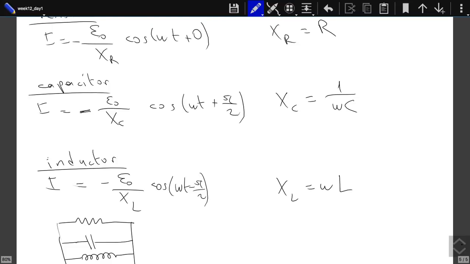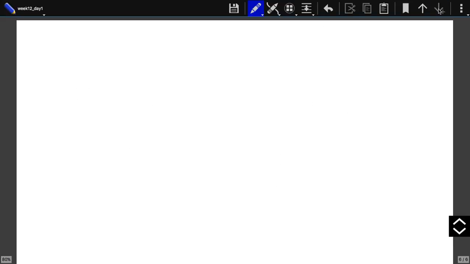For the capacitor, we have a plus pi over 2. For the inductor, we have a minus pi over 2. And for the resistor, we don't have anything. Now, what kind of a circuit would you like to study with an AC source? Well, let's start with RC. Okay, we don't have much time left, but let's just do a couple of steps and we will continue tomorrow.